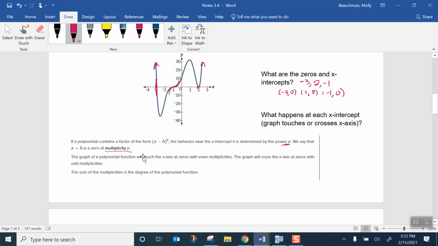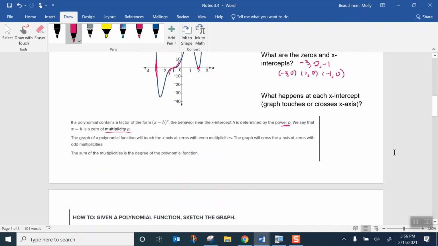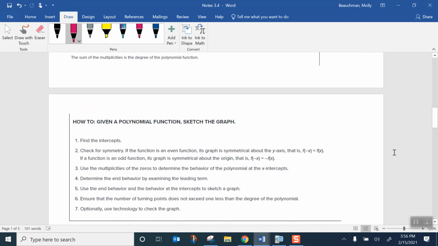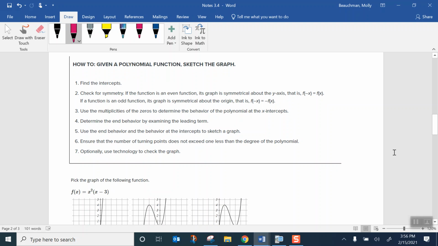So the graph will touch the x-axis at zeros with even multiplicities, and it will cross the x-axis at zeros with odd multiplicities. And the sum of the multiplicities is the degree of the polynomial function. So it's possible to have a multiplicity of 1. We have x plus 3 to the power of 1, so negative 3 has a multiplicity of 1. So now putting all this together, how do you sketch a graph of a polynomial function?